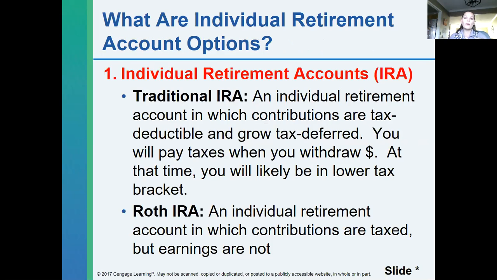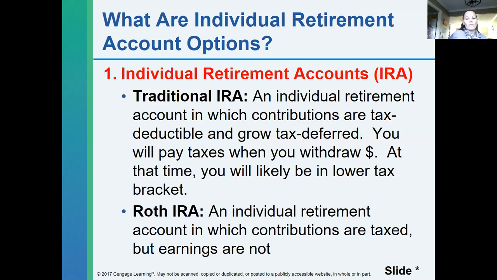Sorry. So now we're going to talk about retirement accounts, because retirement accounts are considered, these ones, medium risk options. So an individual retirement account is an IRA. A traditional IRA is where contributions are tax deductible and grow tax deferred. So you will pay taxes when you withdraw the money, which we've talked about often in retirement. You're going to be in a lower tax bracket because you're not making as much money.